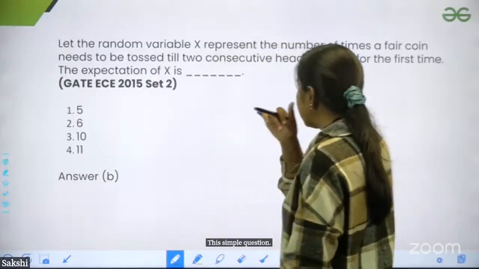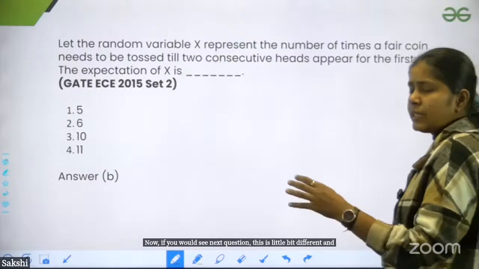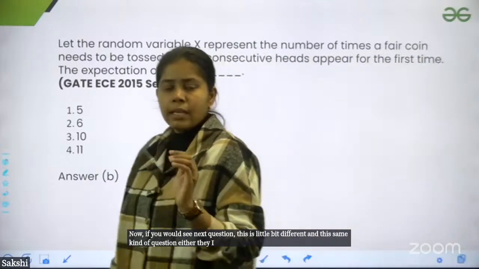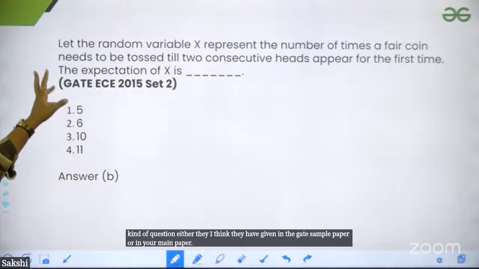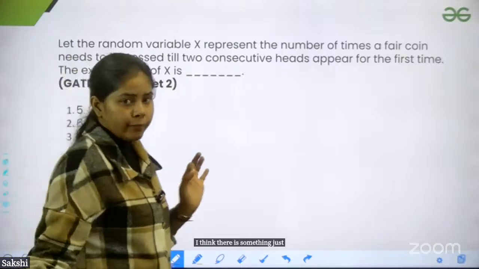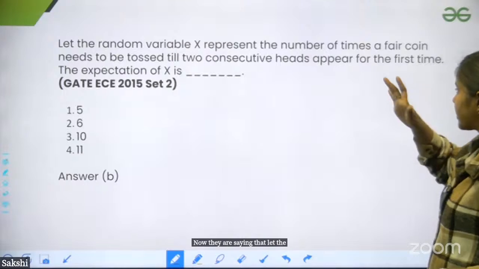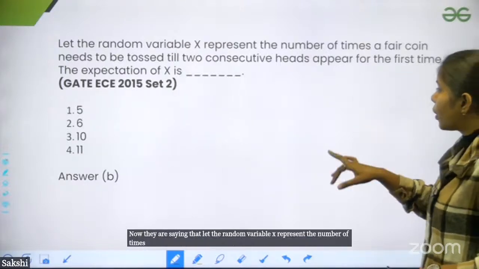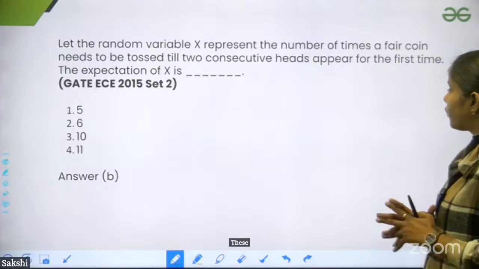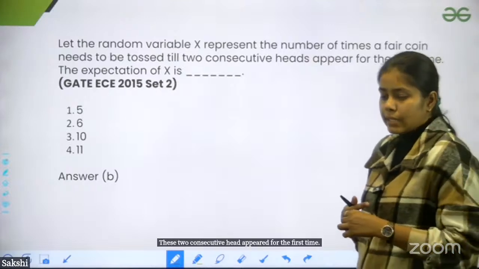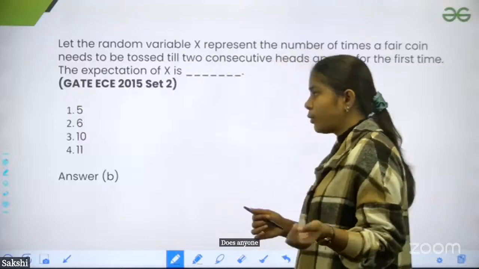Now, if you see the next question, it is a little bit different, and I think this same kind of question was given either in the GATE sample paper or in your main paper. Just understand this question carefully. They are saying let the random variable x represent the number of times a fair coin needs to be tossed till two consecutive heads appear for the first time. Then they are asking for the expectation of x. Does anyone have any idea what the expectation would be?